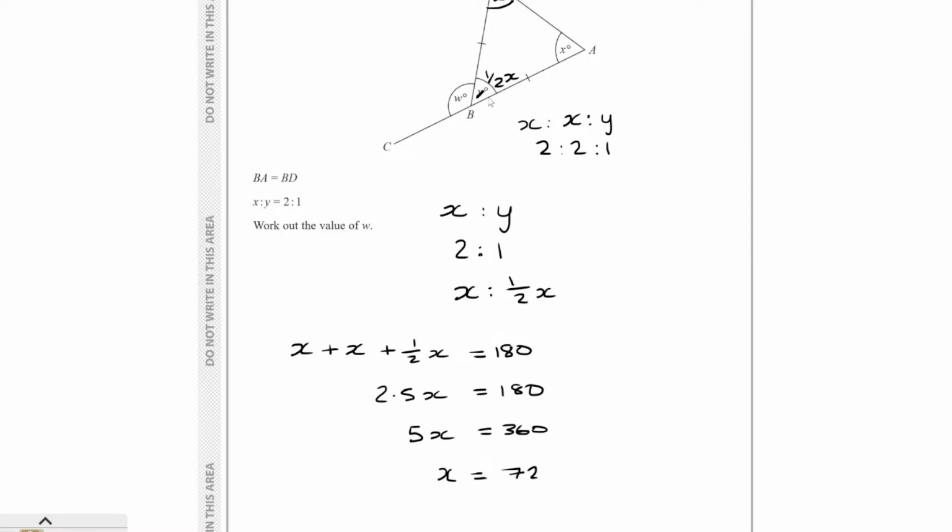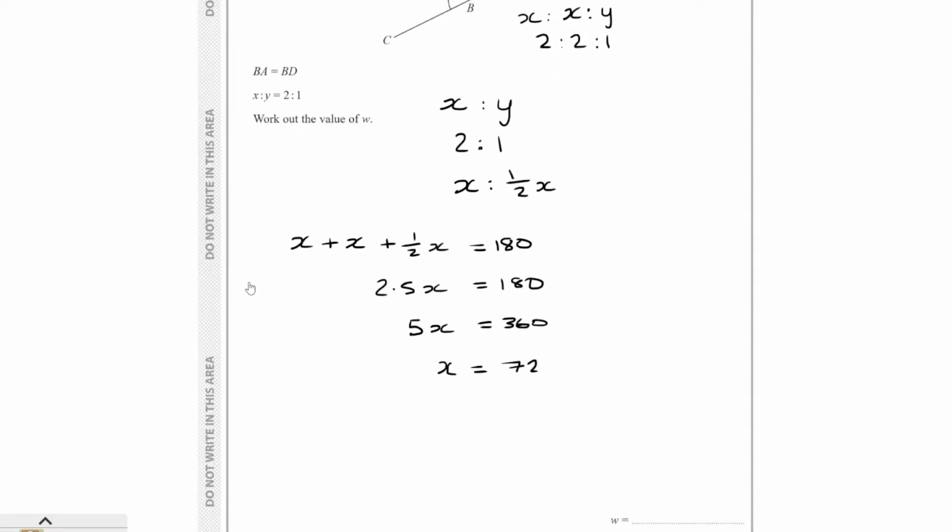Do you see how then we could work out what y was? I'll rub this out now. We've got 180 minus 2 lots of x, or obviously we said that y is half of x, so you could just divide that by 2. Dividing 72 by 2 is 36. That's a more direct way of doing it. Now I know what y is.